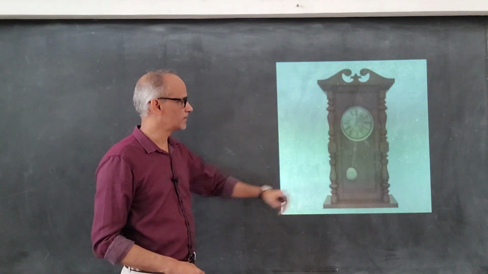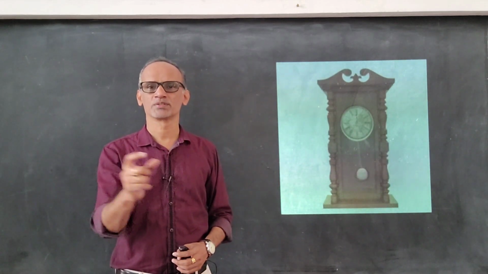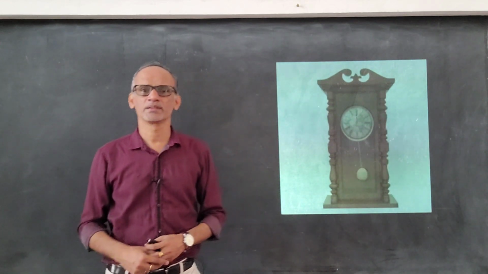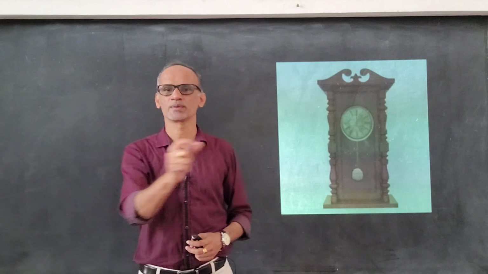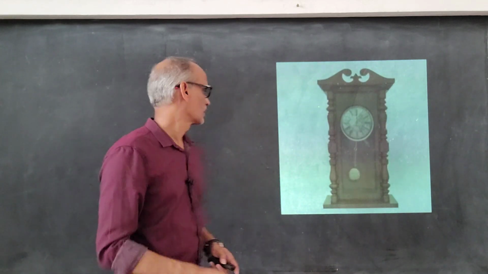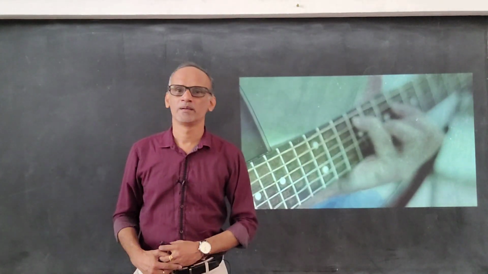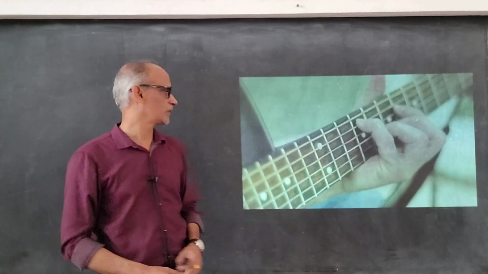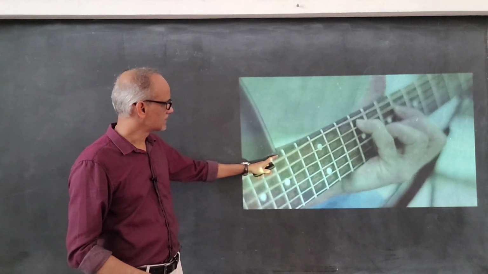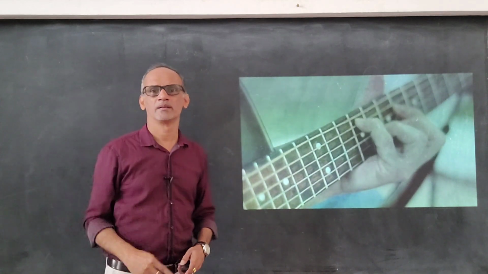In the case of a clock where there is a pendulum, the pendulum undergoes a to and fro motion. So this is also repetitive. We have done an experiment pertaining to the simple pendulum. There also, when a pendulum is made to oscillate, it repeats its motion. Let us see one more illustration, where we have a musical instrument, a guitar, in which when the strings are plucked, you can see very clearly how the string vibrates. This is again another repetitive motion.